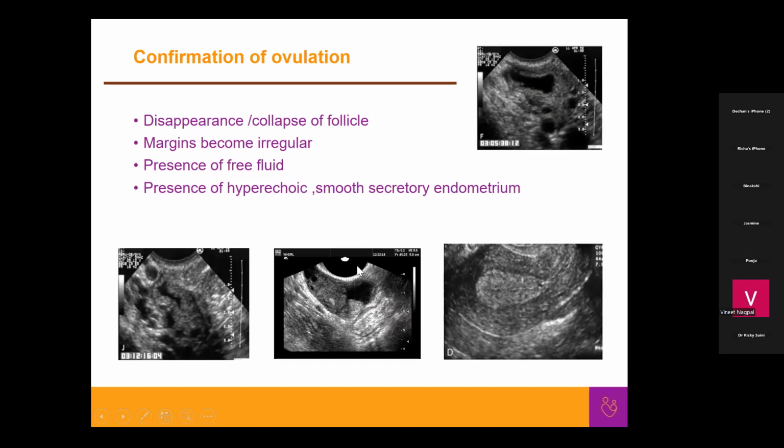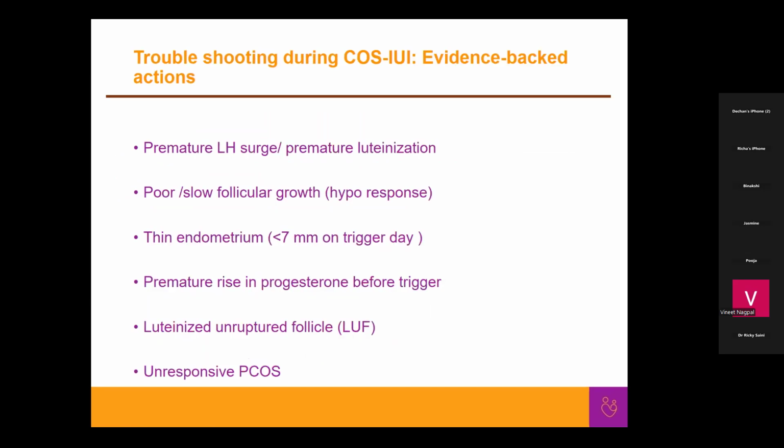The margins become irregular, or we can see free fluid around the ovary, along with the presence of hyperechoic smooth secretory endometrium. So these are the signs confirming ovulation. In this way, we have completed normal and natural cycle monitoring. If there are some questions we can take them, and if there are no questions, we can proceed to the next section, which is troubleshooting during COS and IUI, and what the evidence says about how to handle the problems.